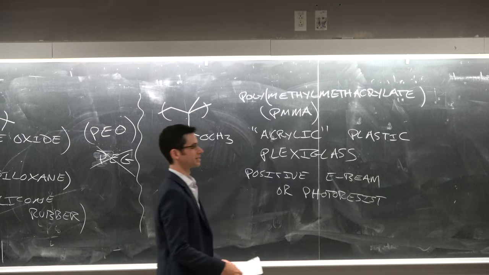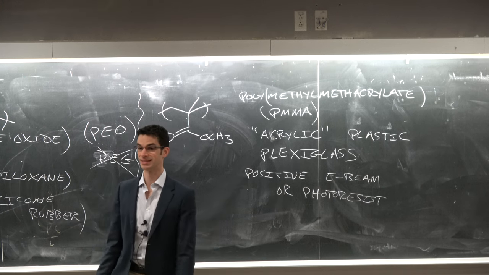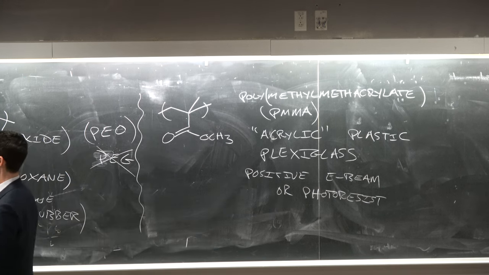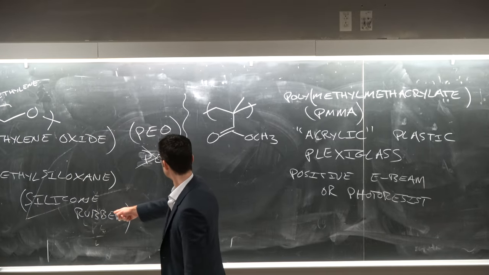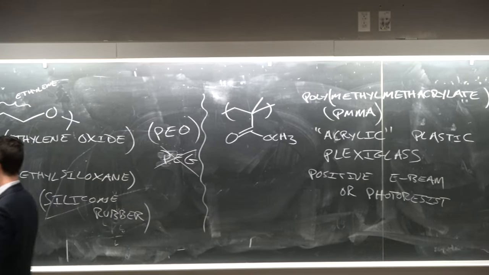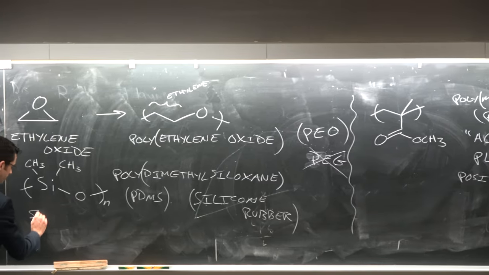You also interact with this material constantly in your day-to-day lives. What is silicone rubber used for? This is used for stamps in soft lithography.